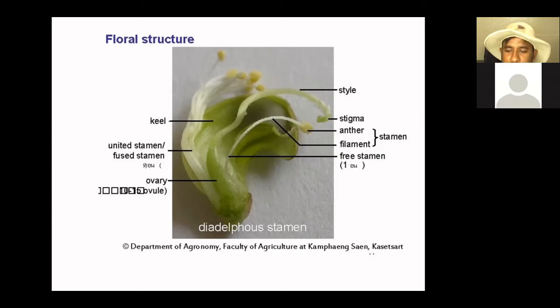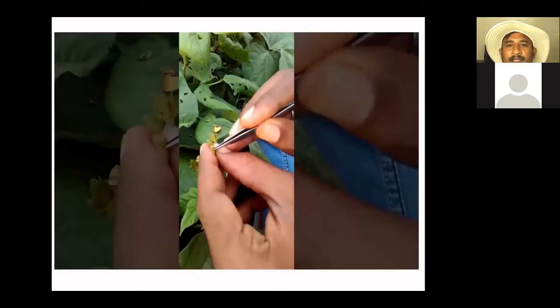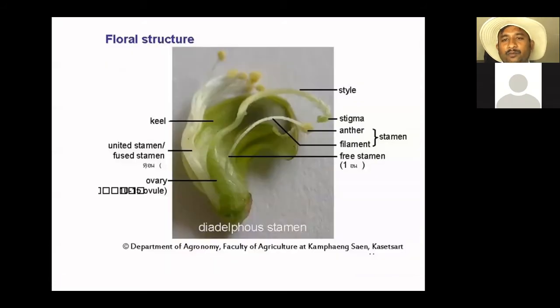Okay, and how do we as breeders use this? As breeders, we emasculate. We cut open the flower here, and we remove this, and these 9 anthers.